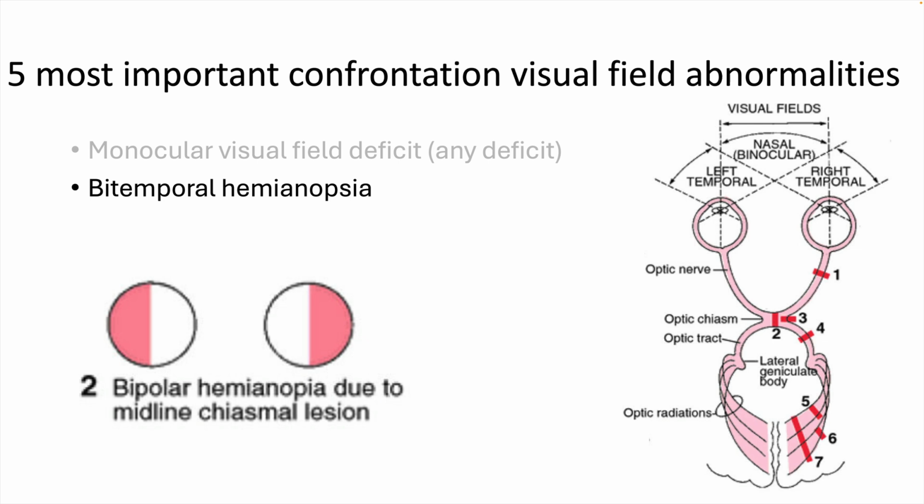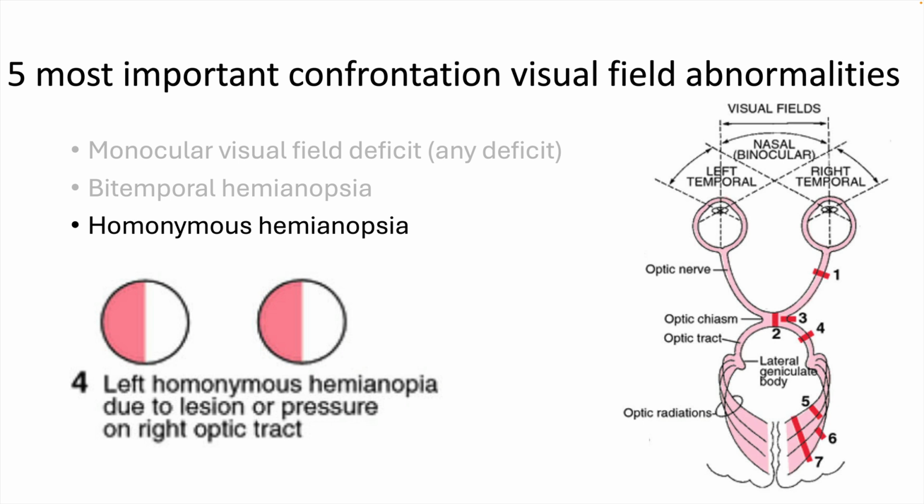Bitemporal hemianopsia, or the loss of temporal or the outer fields in both eyes, is classic for optic chiasm compression, specifically from a pituitary mass. Homonymous hemianopsia is loss of the same side of the visual field in both eyes. For example, left half is gone in each eye. This suggests a postchiasmal lesion, such as the optic tract, radiations, or occipital cortex.